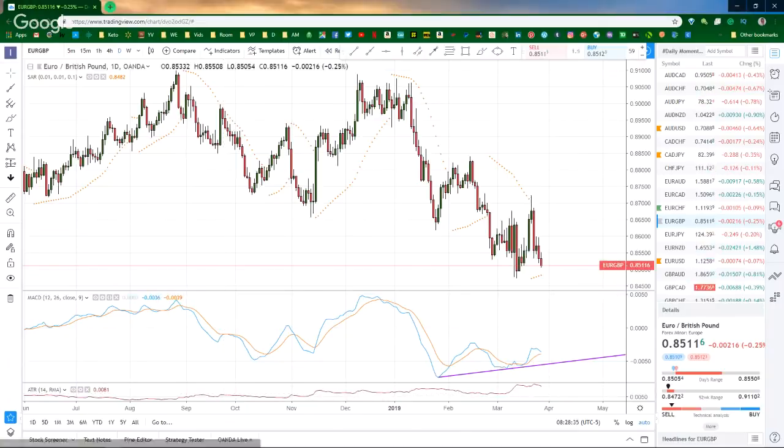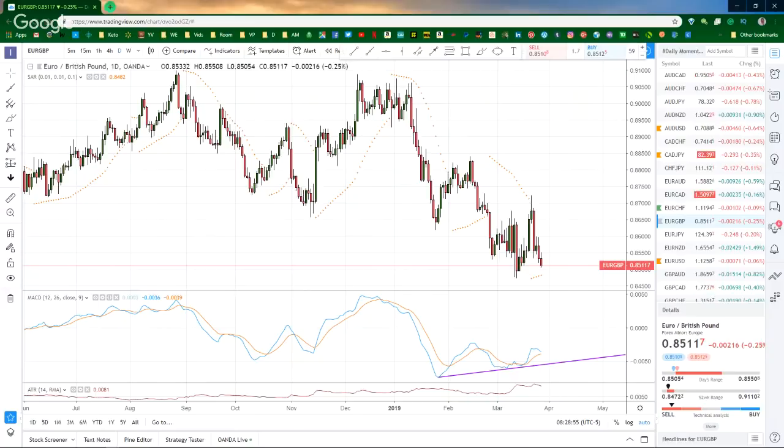Okay? Be sure not to risk more than a couple of percent on each trade. It's just not worth it to blow your account. You hear me say this every time, and I'm going to say it every time. And if you don't like it, I'm sorry.